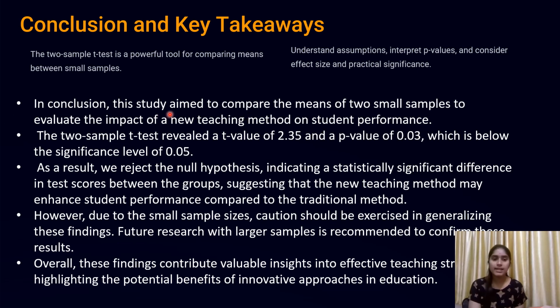In conclusion, this study aimed to compare the means of two small samples to evaluate the impact of a new teaching method on student performance. The two-sample t-test revealed a t-value of 2.35 and a p-value of 0.03, which is below the significance level of 0.05. As a result, we reject the null hypothesis, indicating a statistically significant difference in test scores between the groups, suggesting that the new teaching method may enhance student performance compared to the traditional method.